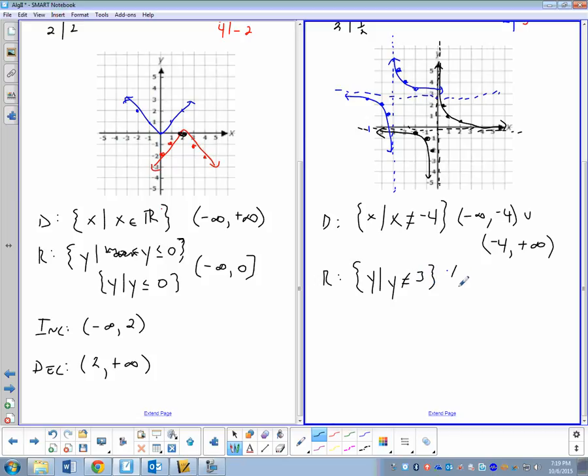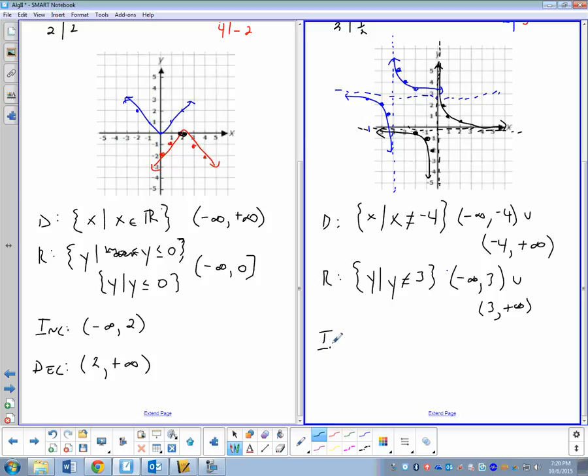So my range would be y is not equal to 3, because it includes every y value except 3. If we're writing that in interval notation, it would be from -infinity to 3 with a parenthesis, because we're not including it. Then we put a u, and then we go from 3 to positive infinity. So again, we're still going from -infinity to positive infinity, but we're not including that 3.